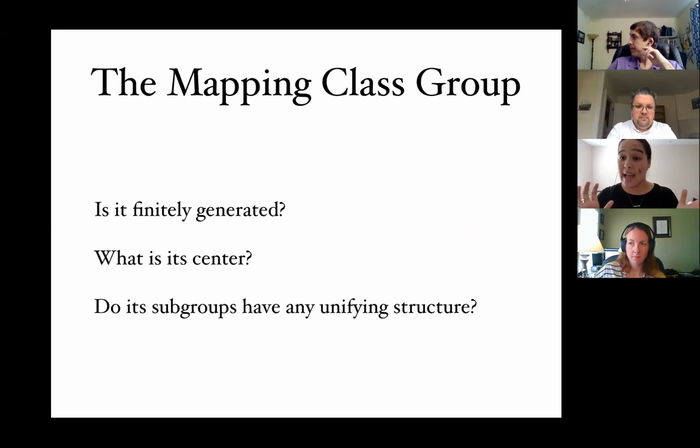You could also ask about its center. The center of a group is the collection of elements in your group which commute with every other element in your group. For example, when you have an abelian group, like Z, every element commutes with every other element, so you have a huge center. Whereas if you have something like a free group, then nothing commutes with any other elements except the identity. So this is telling you something about a very fundamental property of a group, in some sense, how abelian it is. That's a little bit of a simplification, but that's one way to think about it.